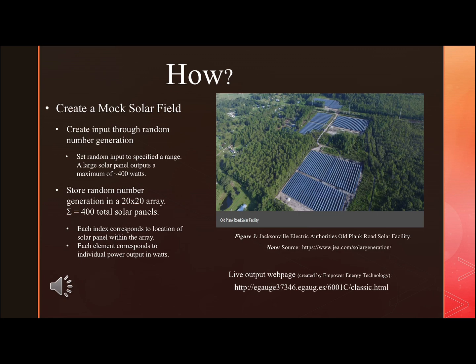Based on our research of common panels used in the solar fields, we have selected our solar panels to be 400 watt capable. For a model, we have been using the Old Plank Road solar facility on the west side of Jacksonville. It's interesting to note that this solar facility only uses 2 power inverters and produces around 5,000 megawatts per hour of energy. We are working on taking output data from the Old Plank Road solar facility and using it as input. Rustam will cover this in more detail.